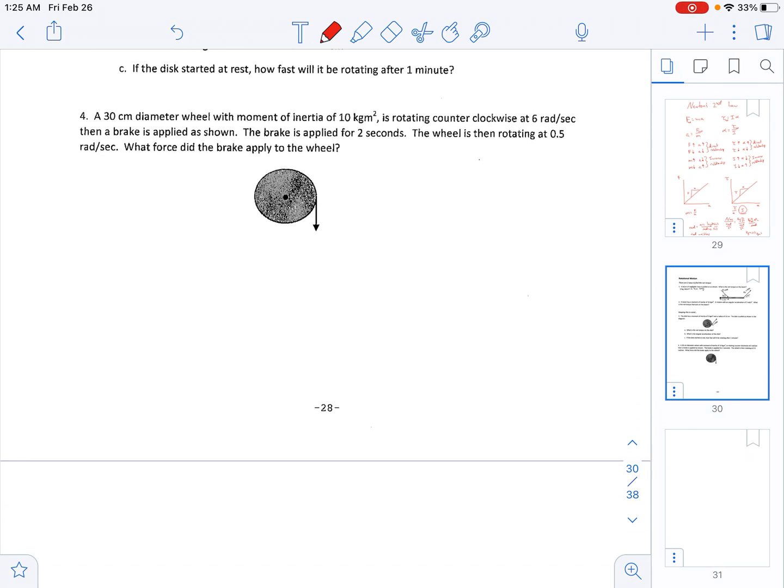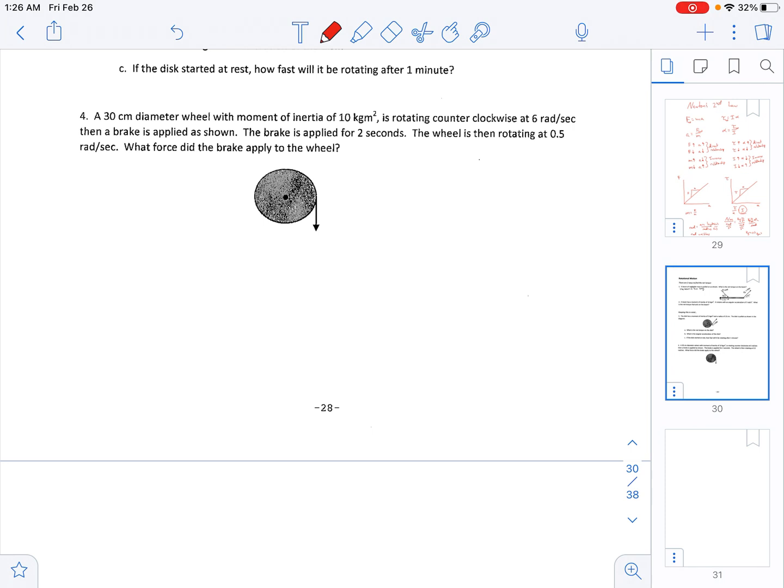We're going to jump down here. This is page 29 in your packet. It's a little off because I added a couple of pages in here for these notes, but we're going to look at number 4 here. A 30 centimeter diameter wheel with a moment of inertia of 10 kilograms meters squared is rotating counterclockwise at 6 radians per second. Then a brake is applied as shown. If the brake is applied for 2 seconds, the wheel is then rotating at 0.5 radians per second. What force did the brake apply to the wheel?